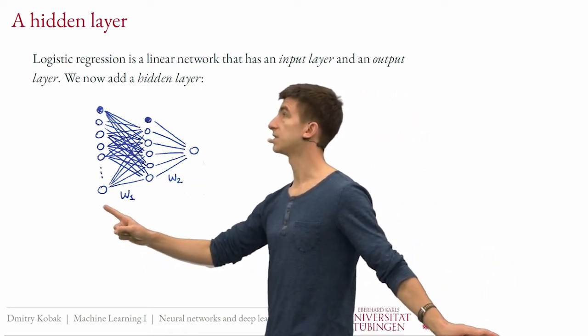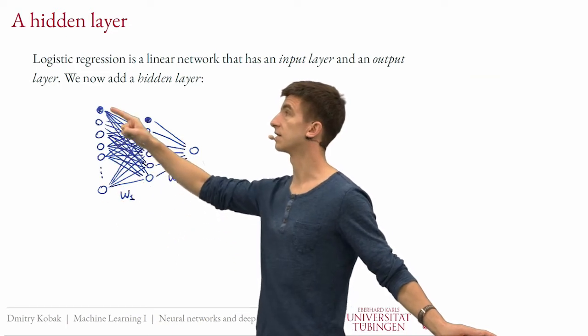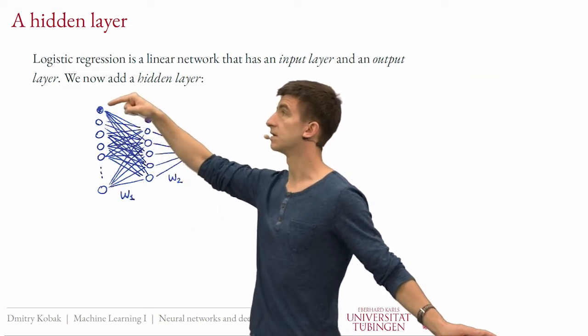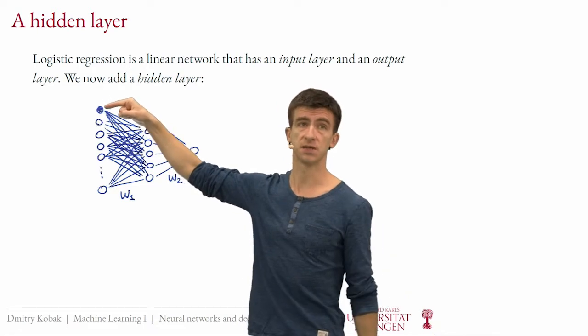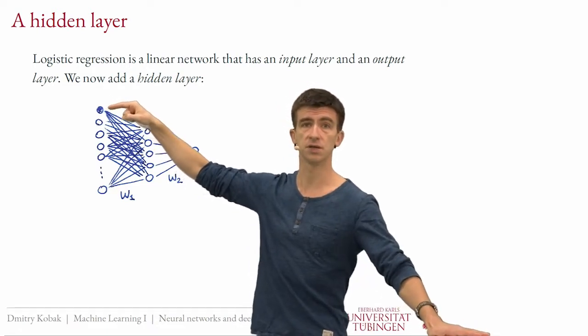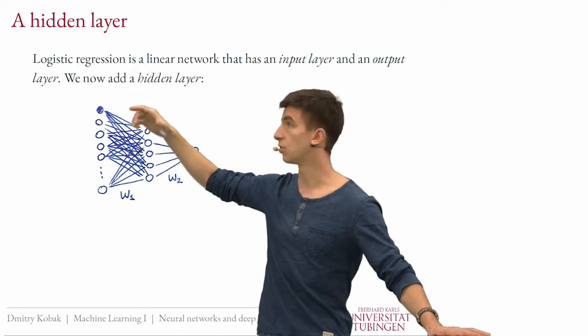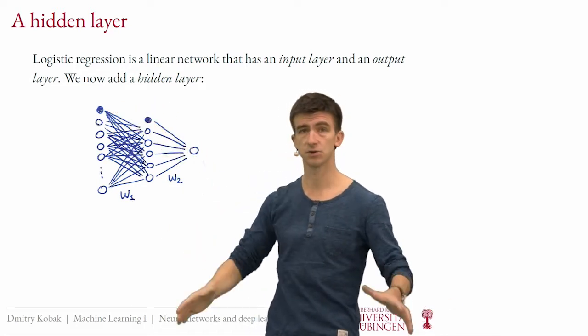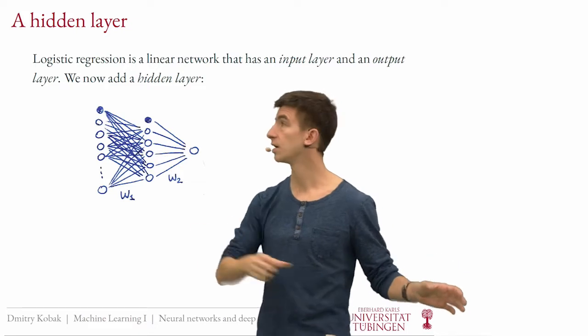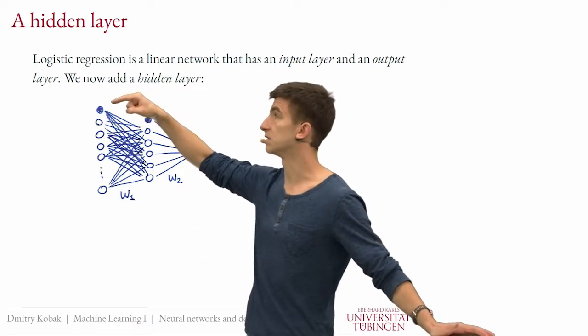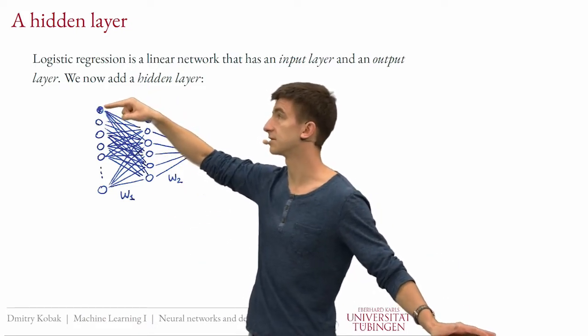So here we have the same thing. That's the input layer, and there's another term. This is sometimes called a bias node in deep learning, in neural network literature. I will try to not use this term because this has nothing to do with the statistical bias that we talked about earlier. But you may see this. So this is the intercept node, let's say.